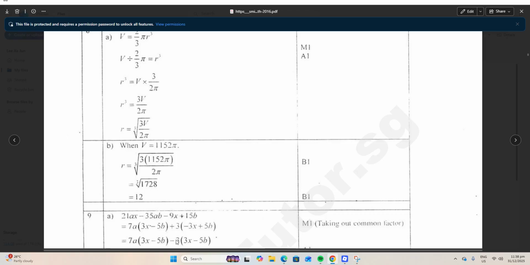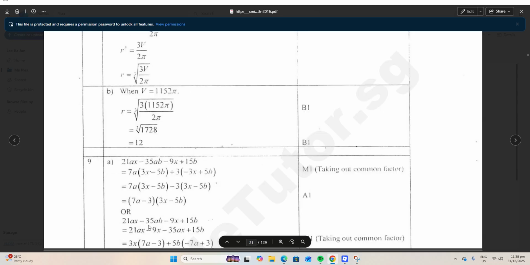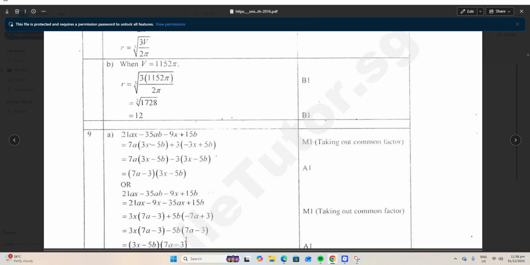Okay, and negative times positive over here is negative. So if it corresponds, it means the answer is correct. You notice that this and this are the same, right? Everything in the brackets is exactly the same. Now you can combine them together. So 7a minus 3 will be equal to this, and your answer mark will be given to the combination. Or you can just shift it around, it works too. Now, when taking out a common factor, you must take out a negative number.